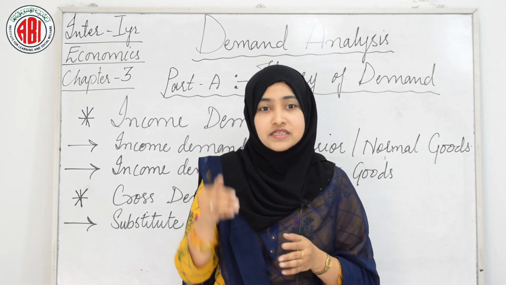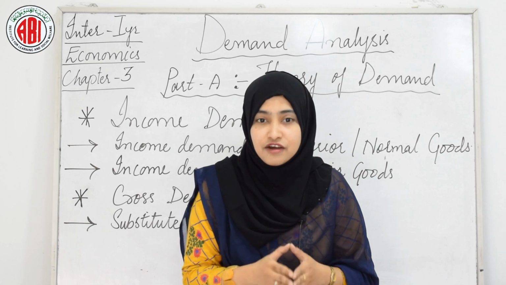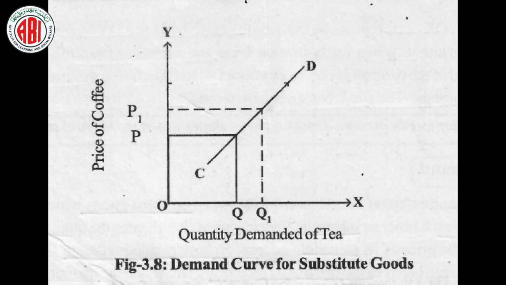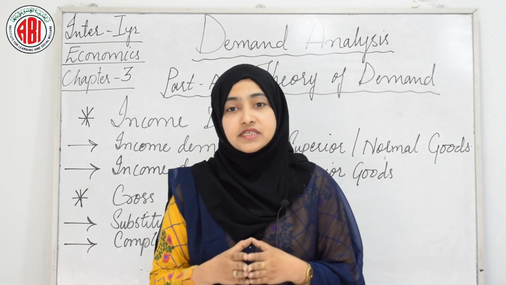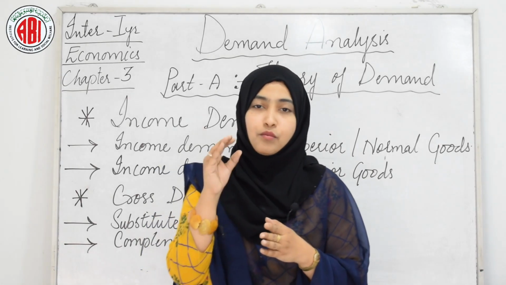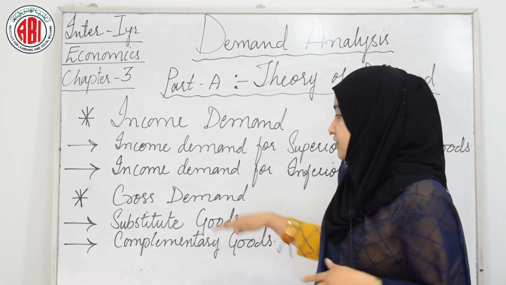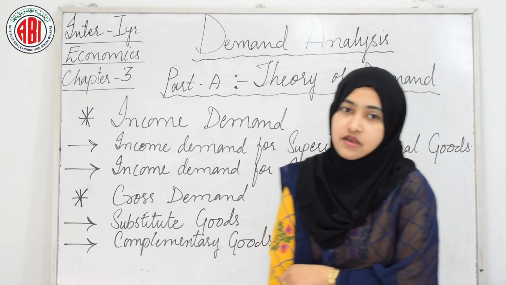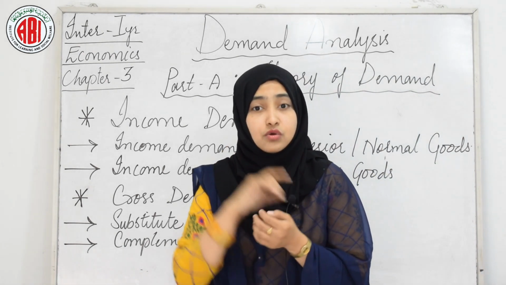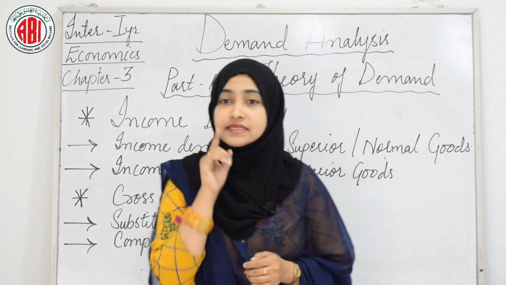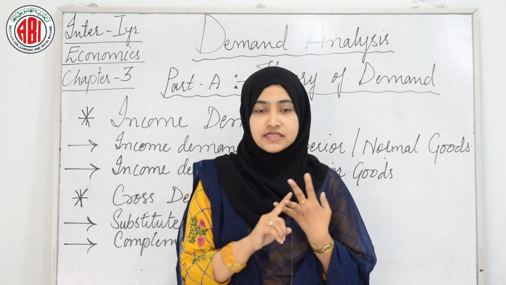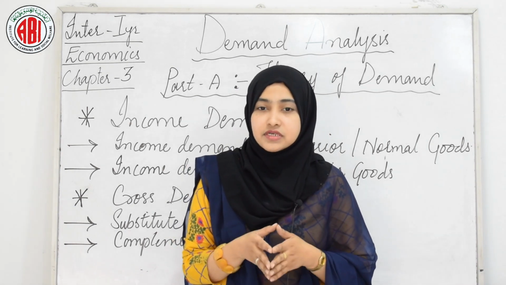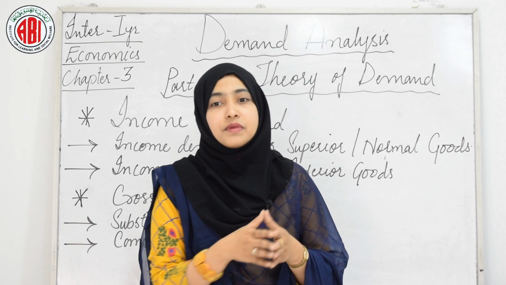In the case of substitutes, the demand curve has a positive slope, that is, it slopes upward. See this. In case of substitutes, the cross demand is positive. Remember this one. After the substitute goods, now we will discuss the complementary goods. Complementary goods are those which satisfy the same want jointly. For example, car and fuel, shoes and socks, bread and butter, etc. All these are complementary goods.